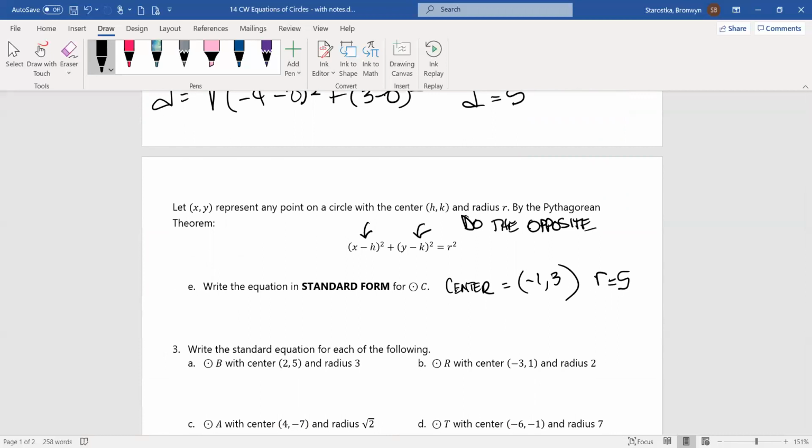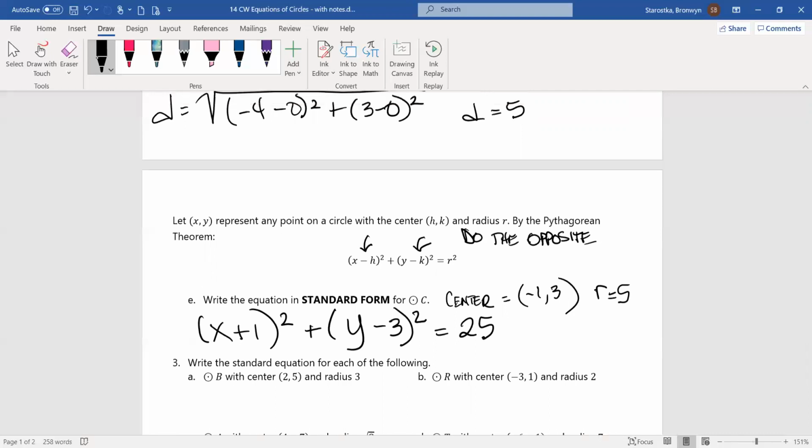Then to get negative 1 and 3 back home, we want to do the opposite. And so in standard form, x opposite of 1 is plus 1 squared plus y opposite of 3 minus 3 squared equals R squared, 25.